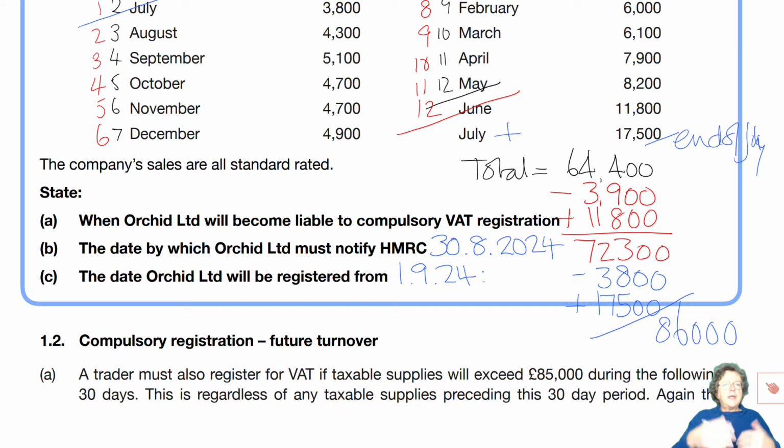So you can see how that works. So it's a rolling 12 months. Always start at the top, do 12 like I did. That doesn't work. Take one off, add one on. Take one off, add one on until you get to that limit.